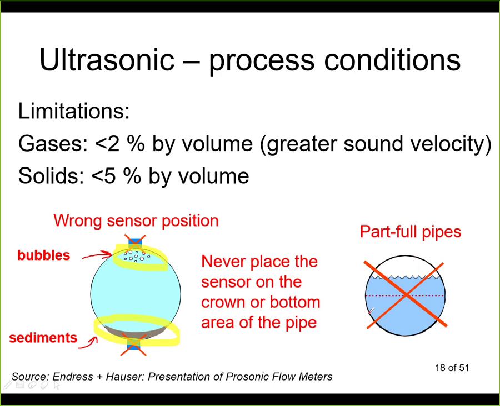Also, we need to avoid partially full pipes. The reason is simple. If we measure the speed profile in here, we are multiplying this by the normal cross section, and if the pipe is not full, then we will not be able to calculate the correct flow rate.